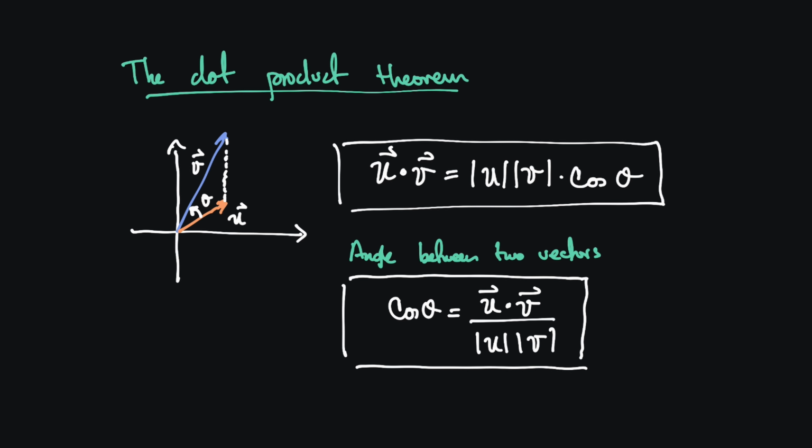Okay, so let's do an example of this. Let's find the angle in between the next two vectors. So we have u equal to 2, 5, and we have vector v that is equal to 4 and negative 3. Okay, so let's find the angle.